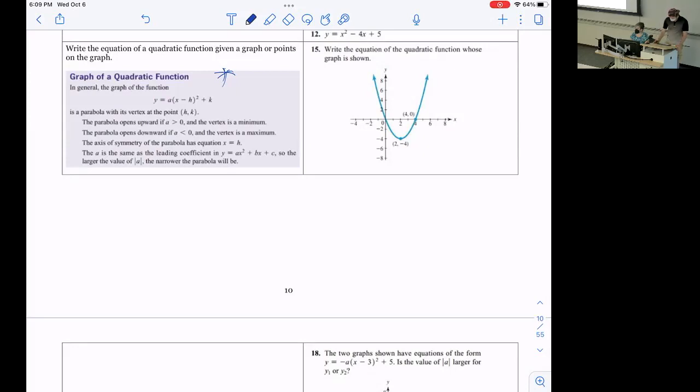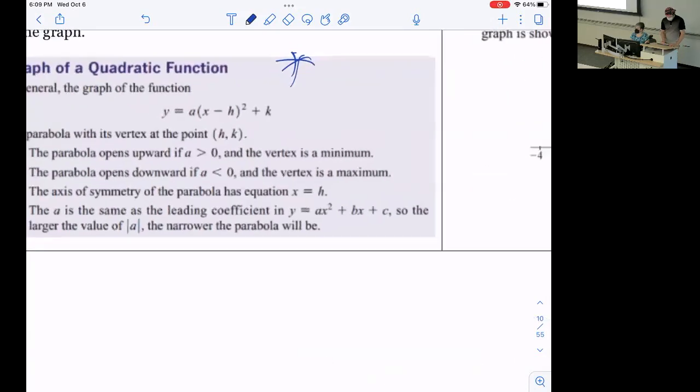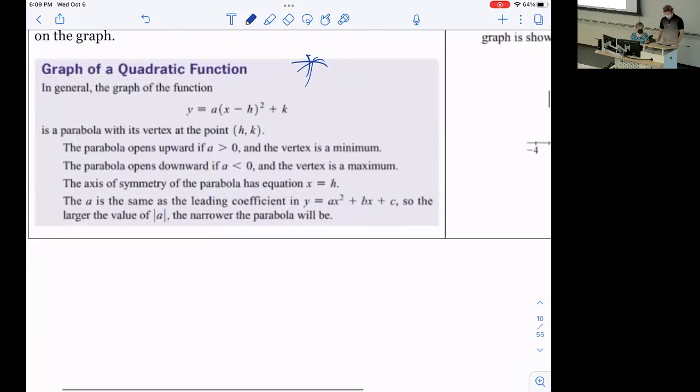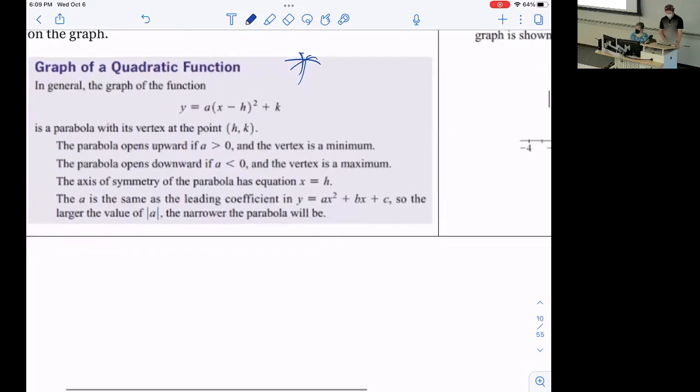Sure. So let's see. This formula right here helps us find all of these. So we know that the graph of our function is equal to y equals a times x minus h squared plus k, where the point (h, k) is our vertex. So imagine these h's and k's were x and y, because that's how we're going to look at this.